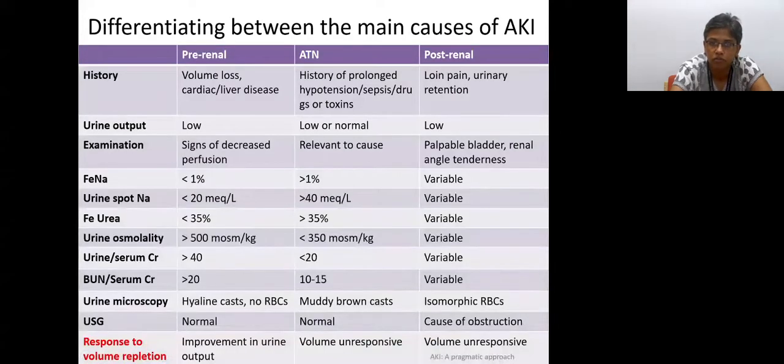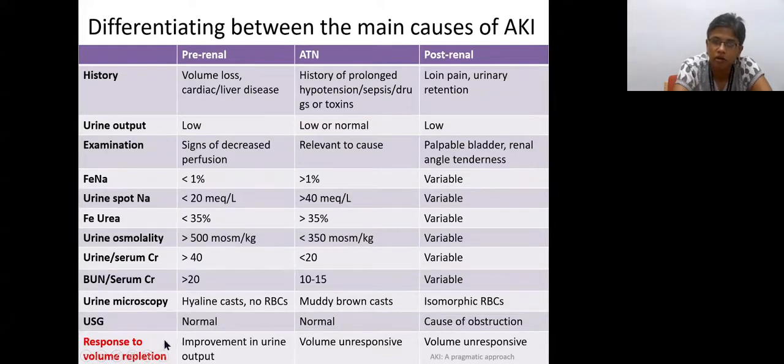All right, so this is just summarizing everything that I've talked about before. What you would look for in history in terms of urine output, examination, and many of these tests in order to distinguish between pre-renal, post-renal, and ATN. The most important test really is this response to volume depletion.